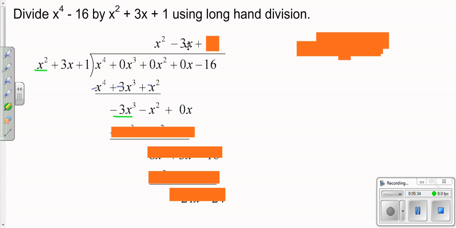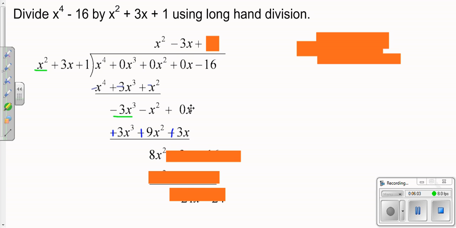So we take this negative 3x times all 3 of these things in front, negative 3x times x squared, negative 3x times 3x, negative 3x times 1. Then we got to come along and switch the signs, and then we add. You'll notice your cubes are opposites. They're going to drop. We add a negative x squared plus a 9x squared. That's an 8x squared. We take a 0x plus a 3x. So that's a 3x. Bring down the next term and repeat.